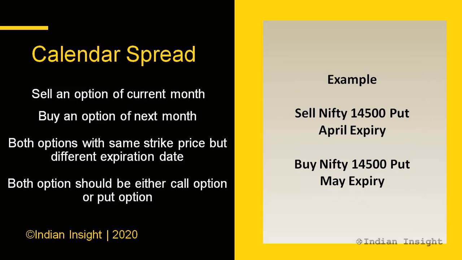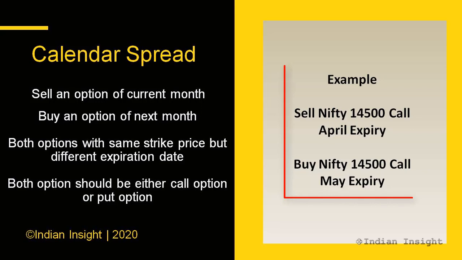A calendar spread can be created using either a call option or put option. So for example, you could have used call options instead of put options here. So for example, this is a calendar spread that uses call options. You see that we sold the 14,500 call for April expiry and we bought the 14,500 call for May expiry. Now the strike price of both these options is the same, but their time to expiry is different.